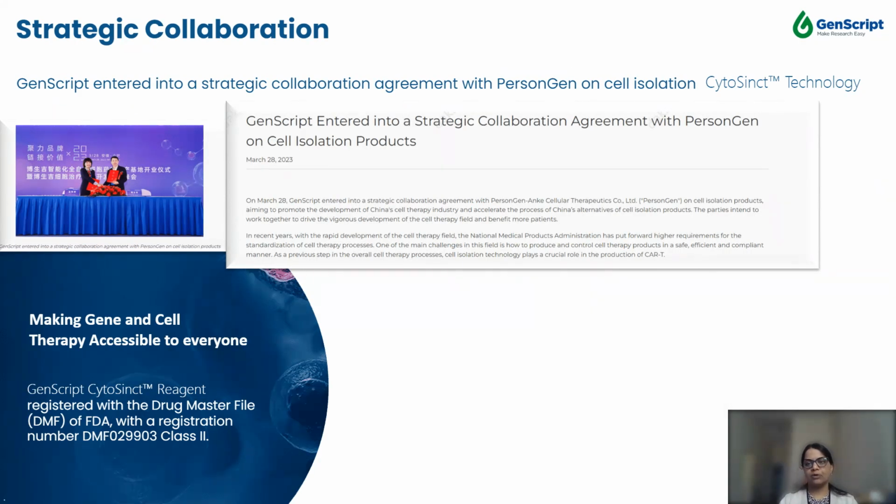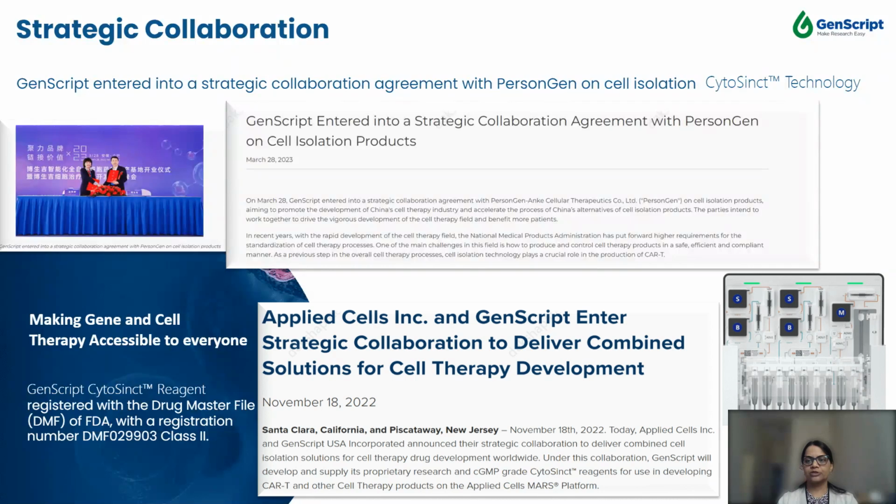And to advance the development of the cell therapy industry and expedite the process of cell isolation, GenScript entered into a strategic collaboration with Persona Gene, a company doing cell therapy work. This collaboration is aimed at accelerating the progress of cell therapy, ultimately benefiting a larger number of patients. Our reagents are well accepted in the industry, and GenScript also entered into a strategic collaboration with Applied Cell to deliver a combined cell isolation solution for cell therapy drug development worldwide.